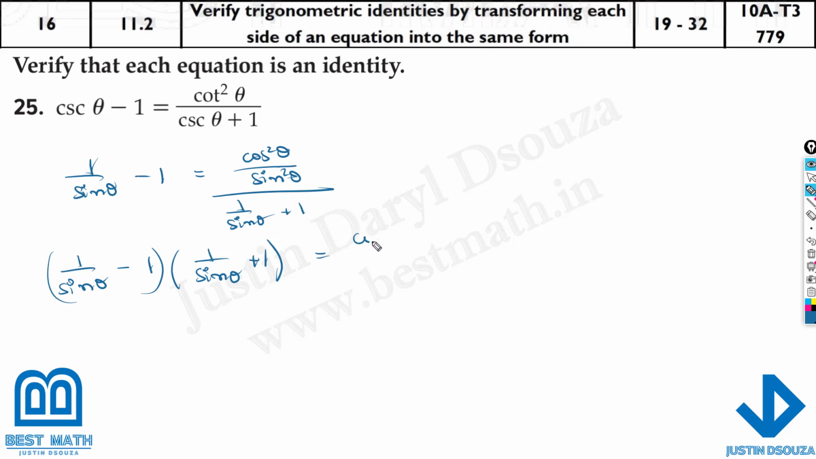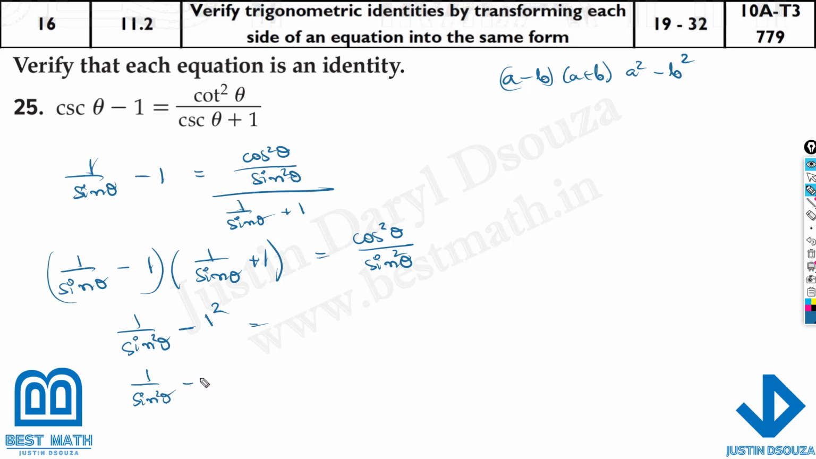Now here what is remaining? It is cos squared theta by sine squared theta, right? So what about this one? It is (a minus b)(a plus b), that is a squared minus b squared. So here it will be 1 by sine squared theta minus, what is the second term? It is 1 squared. Now here, we are not yet done. Let's leave it for now. Whatever we have over here must be brought to this term. What is this? This is 1 by sine squared theta. 1 squared is 1 itself.